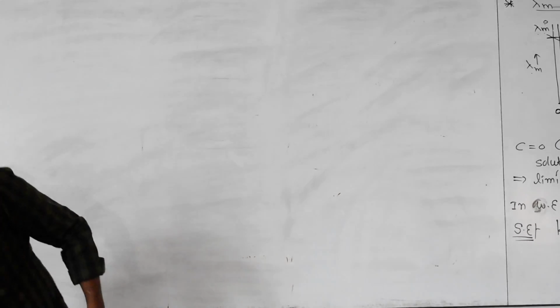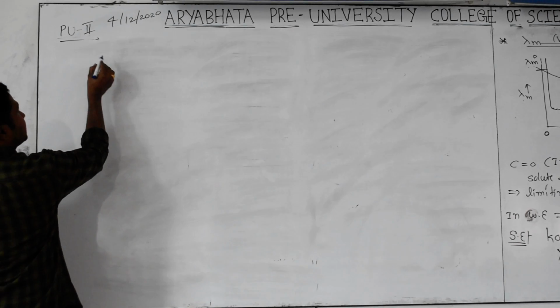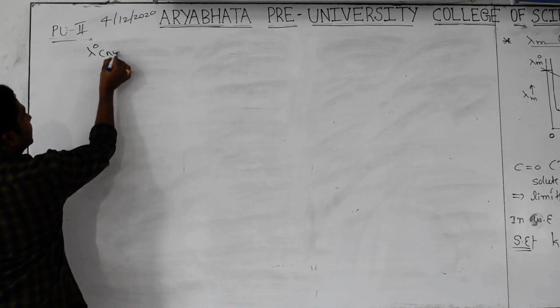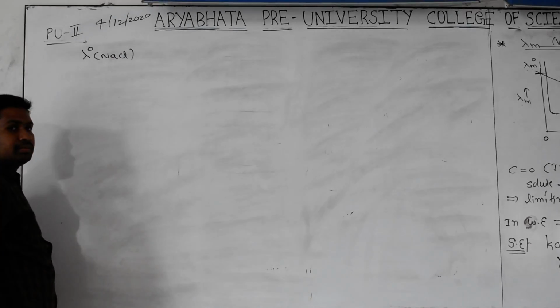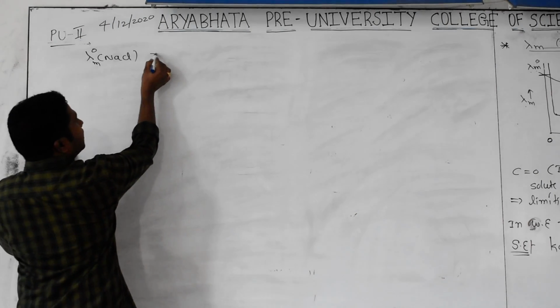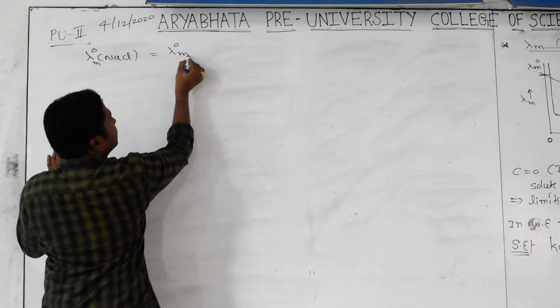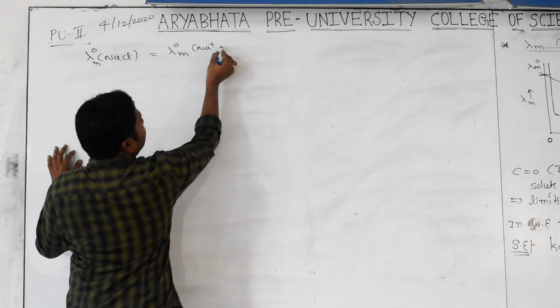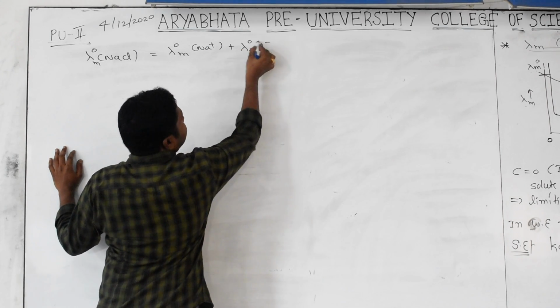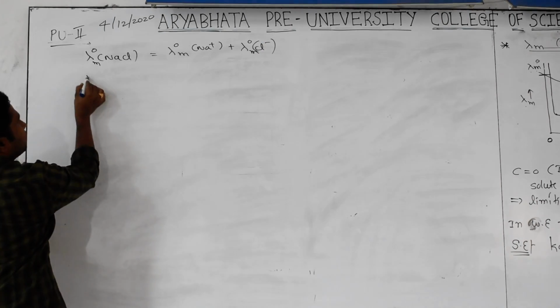Okay, I will write some examples for this one. Limiting molar conductivity of NaCl. How can you write? As with normal molar conductivity, can we write now? Limiting molar conductivity of which one? Na plus particles plus limiting molar conductivity of Cl minus. Okay, like that.